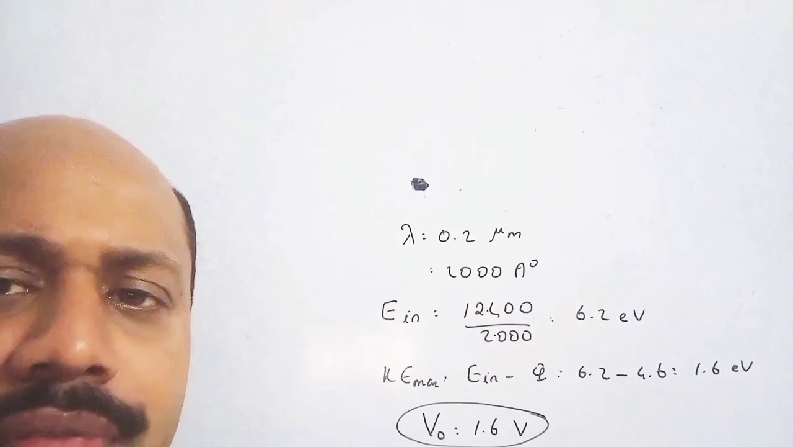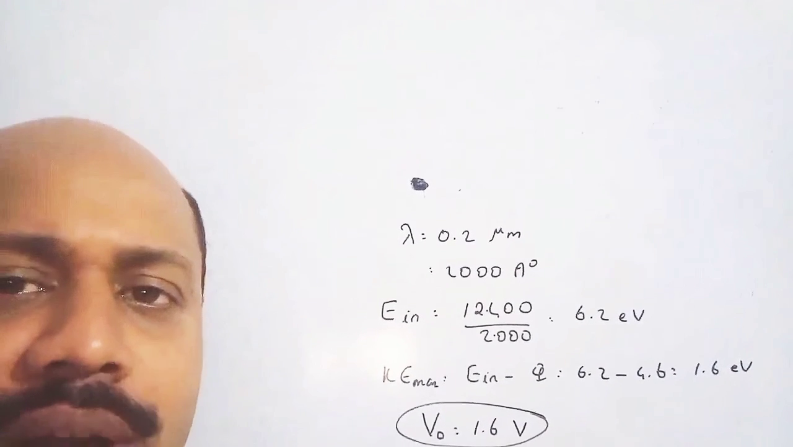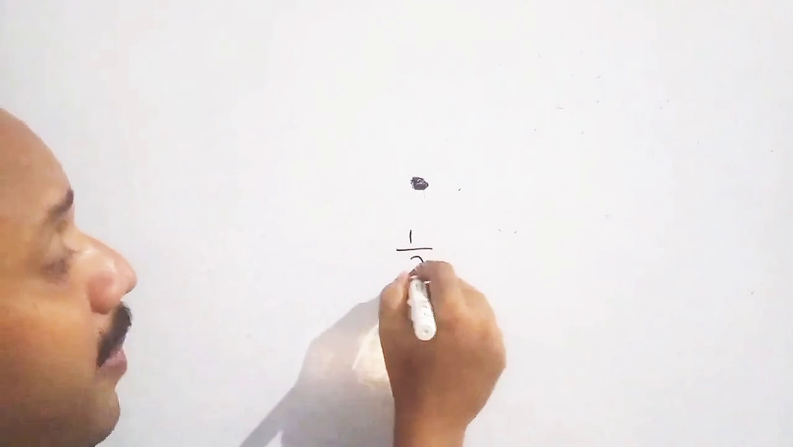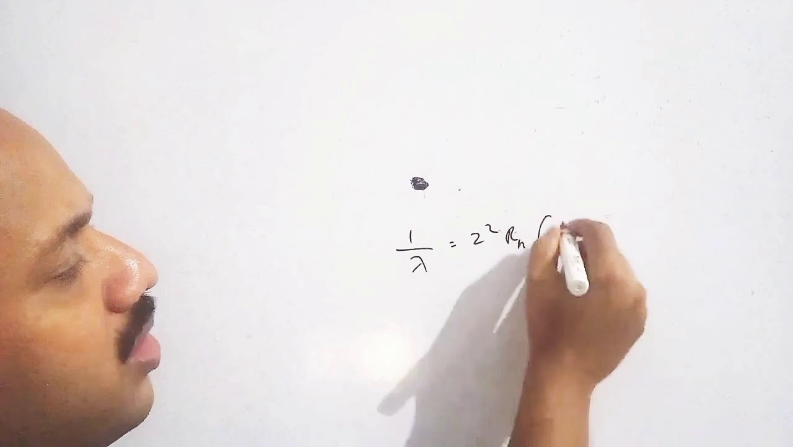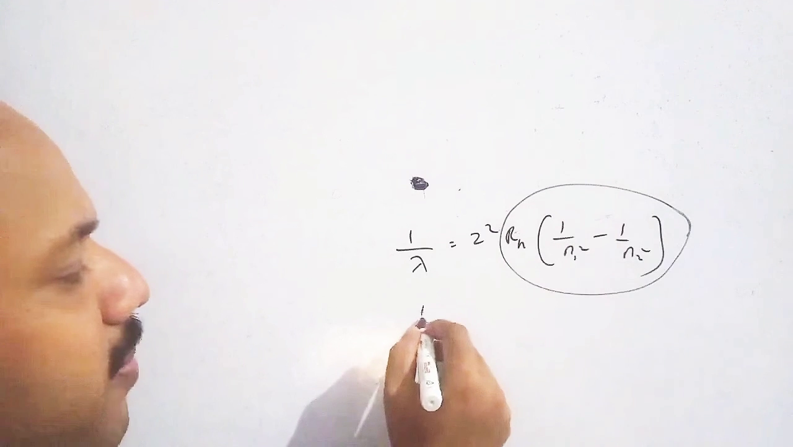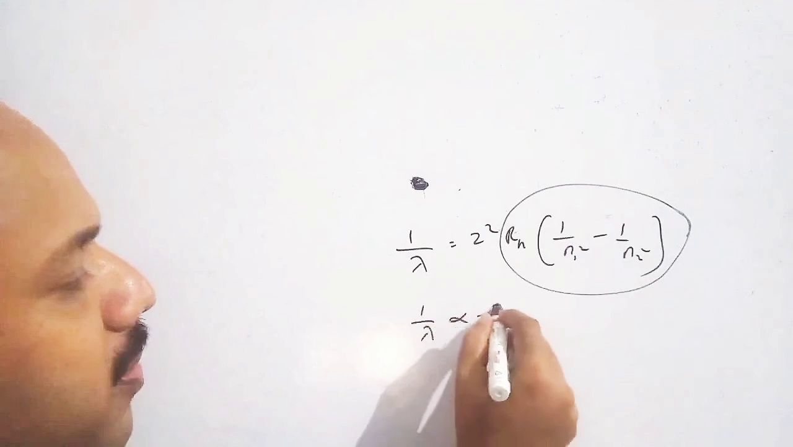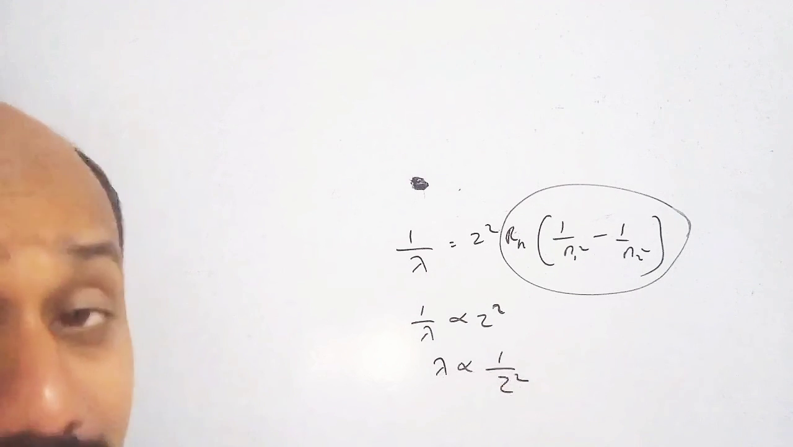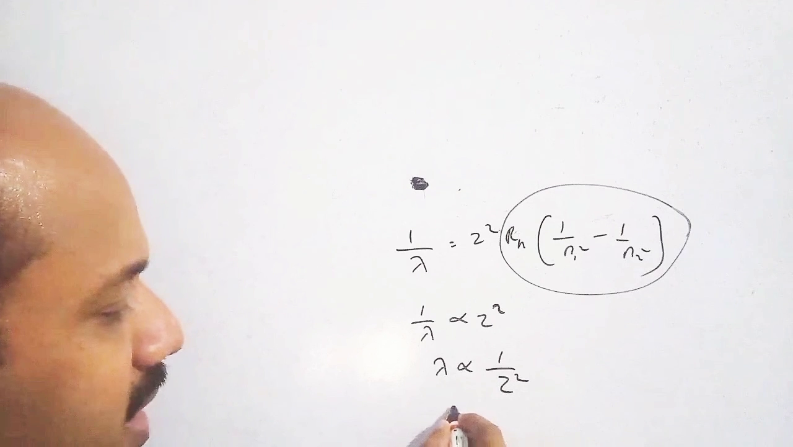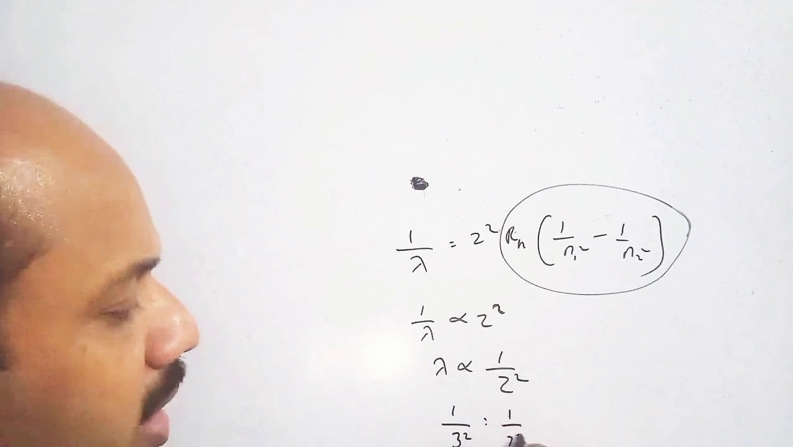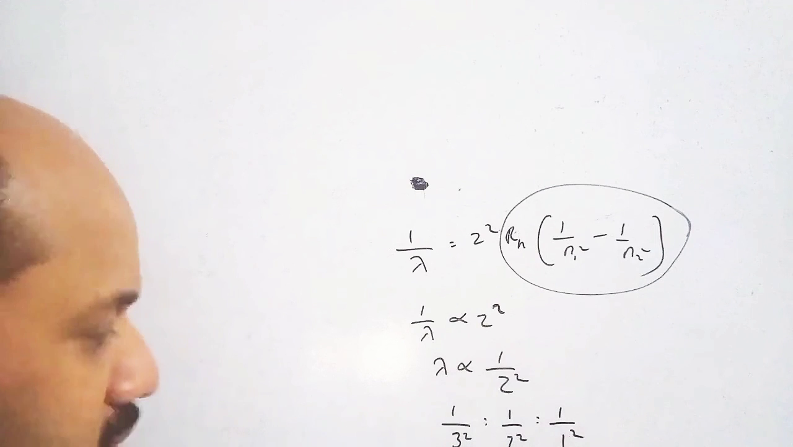Now, the next case, 8th question. The ratio of wavelengths for 2 to 1 transition in Li2+, He+, H, right? In hydrogen-like atoms, 1 by lambda is equal to Z square, Rydberg constant, 1 by N1 square minus 1 by N2 square. In this case, these things are constant. Therefore, 1 by lambda is proportional to Z square, lambda is proportional to 1 by Z square, right? Now, the ratio is 1 by lithium, it is 3, right? Now, 1 by 3 square. Helium, it is 2, right? That is 1 by 2 square. Hydrogen, it is 1 by 1 square.